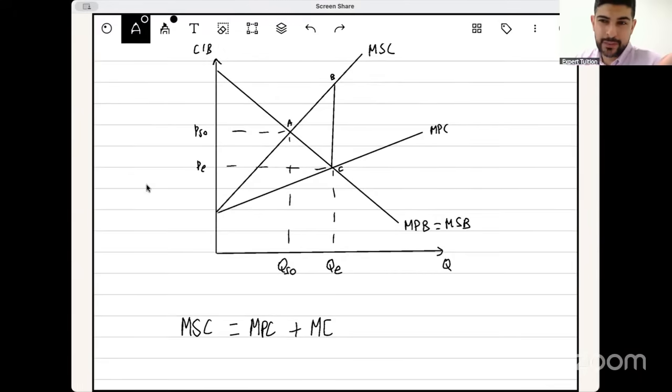Now I could draw a simple supply and demand diagram, but you guys are way better than that. You're better than drawing a supply and demand diagram. What you go is MPB is demand. And therefore MPB is shifting inwards. And I'm going to shift it inwards, not all the way to social optimum.